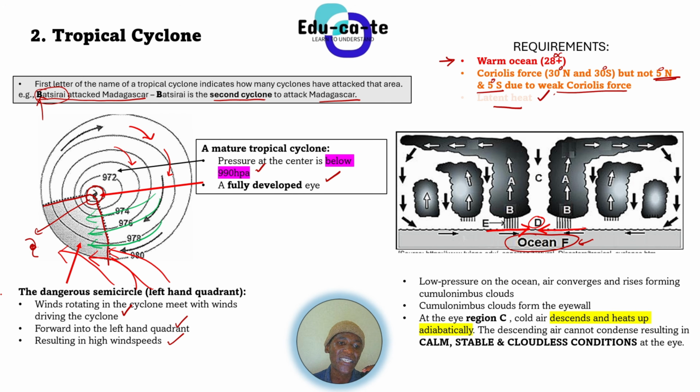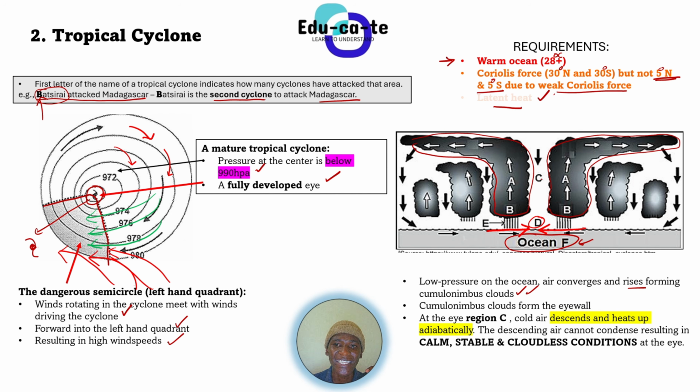So now basically when this air converges, it actually rises. So basically there is low pressure on the ocean, the air converges and it rises and it will form cumulonimbus clouds. That is why you can see here there are a couple of cumulonimbus clouds. These cumulonimbus clouds are actually formed due to this converging warm moist air. So when this warm moist air rises, it cools and it condenses, it forms cumulonimbus clouds.